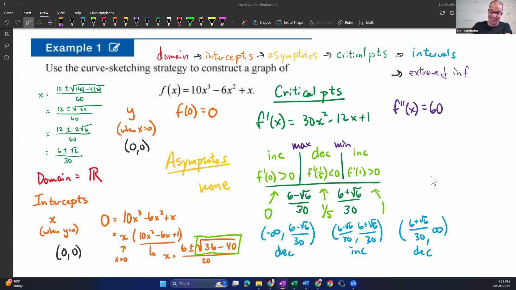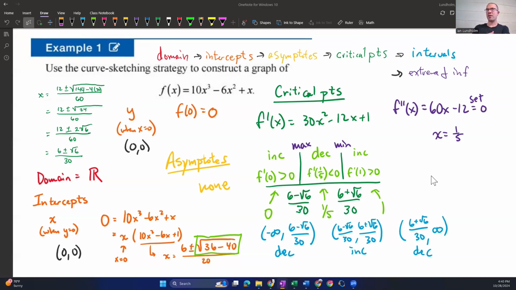Here we get 60x minus 12. If we're setting this equal to 0, looking for inflection points, x equals 1/5 is a critical point for the second derivative. And that means that 1/5 is an inflection point.